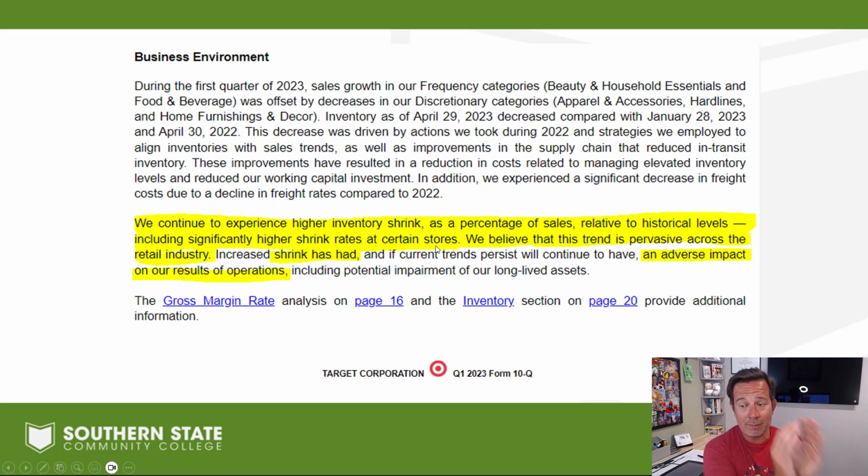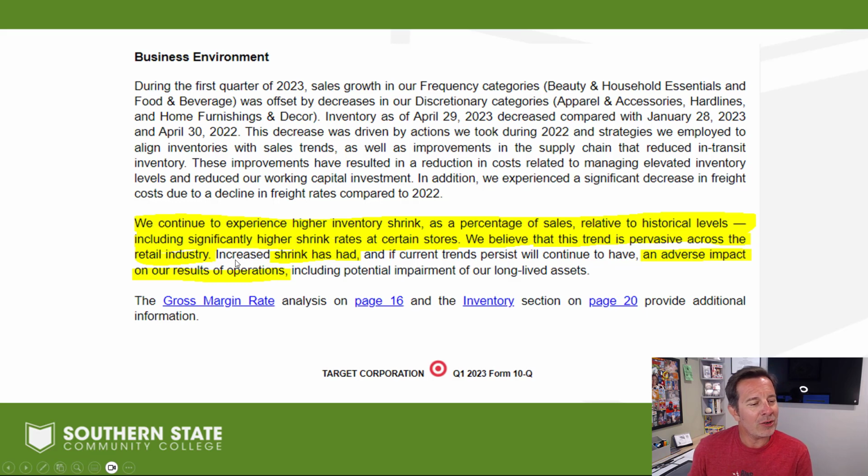If you go to the Target in Beaver Creek, if you go to the Target in South Lebanon, if you go to any Target location, they've calculated the shrink rate for that store. Some locations are going to have higher rates of shrink than others due to all kinds of different factors. We believe that this trend is pervasive across the retail industry. It's not just a Target problem. It's a Walmart problem. It's a Big Lots problem. It's a Walgreens problem. It's a CVS problem. Every retailer is dealing with this, and it seems to have kind of exacerbated since the COVID pandemic for some reason.